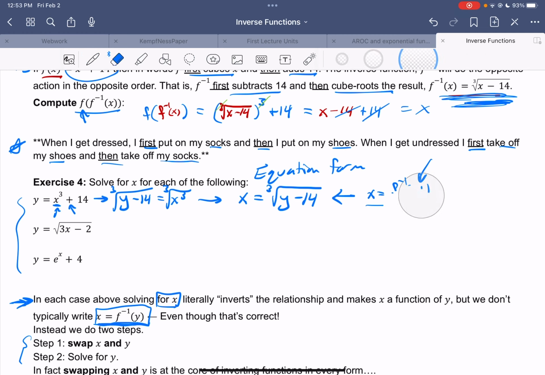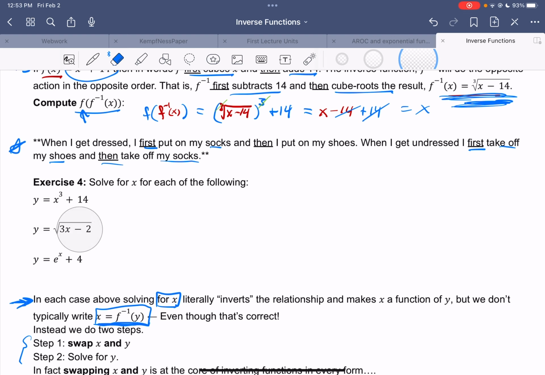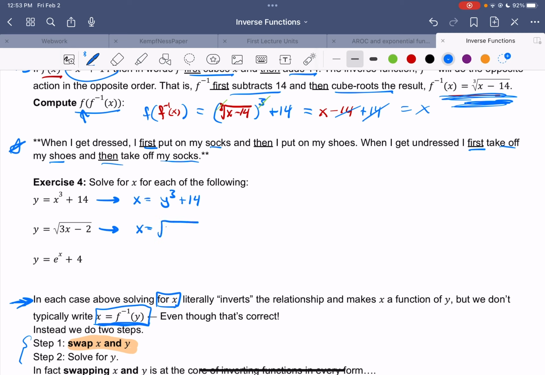In order to have that form, I'm going to give you a little algorithm for it, and it begins with swapping x and y, okay? So let's go ahead and swap x and y. So I have x is equal to y cubed plus 14. I literally mean, when I say swap x and y, wherever there used to be an x, make it a y. Wherever used to be y, make it an x, right? So if I do that here, I'd have x equals the square root of 3y minus 2. And if I do that here, I have x is equal to e to the y plus 4, okay?